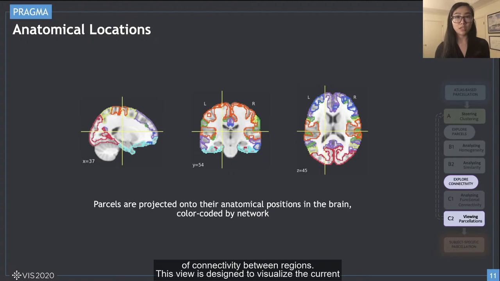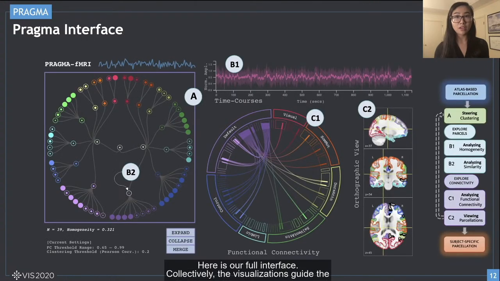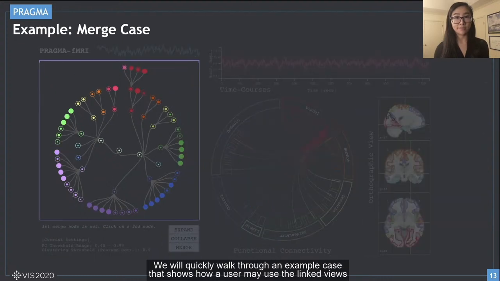This view is designed to visualize the current parcellation scheme mapped onto a brain template. Every parcel is outlined by the color representing its functional network and is coordinated with the rest of the views in the interface. And here is the full interface of Pragma. Collectively, the visualizations guide the user through the iterative process of constructing parcellations.